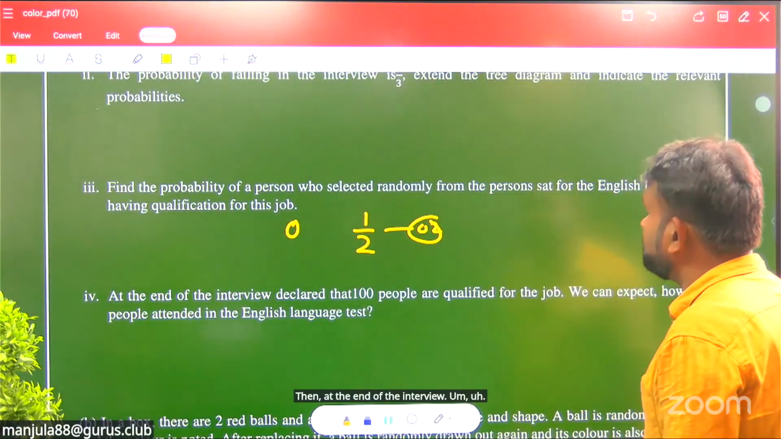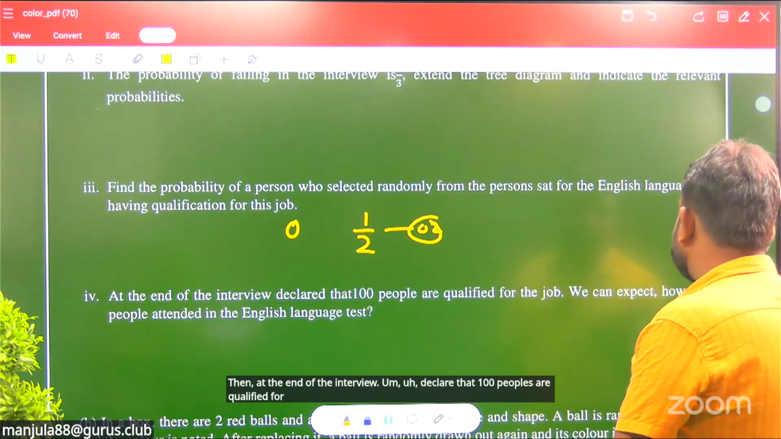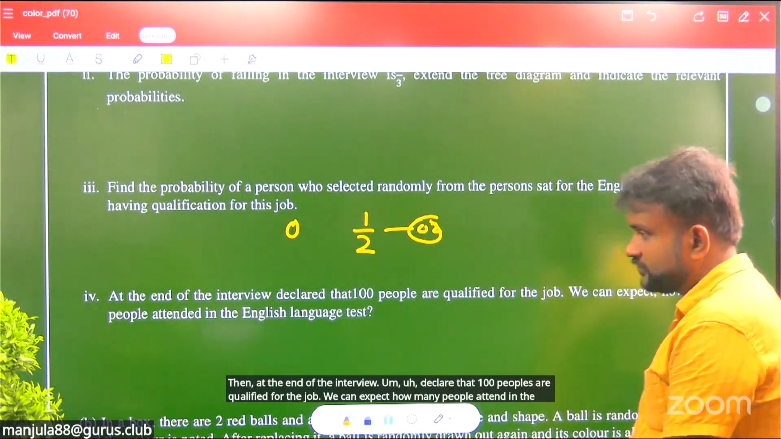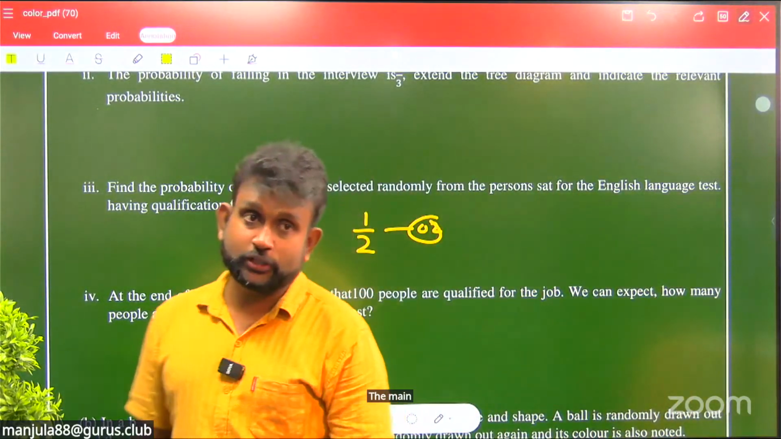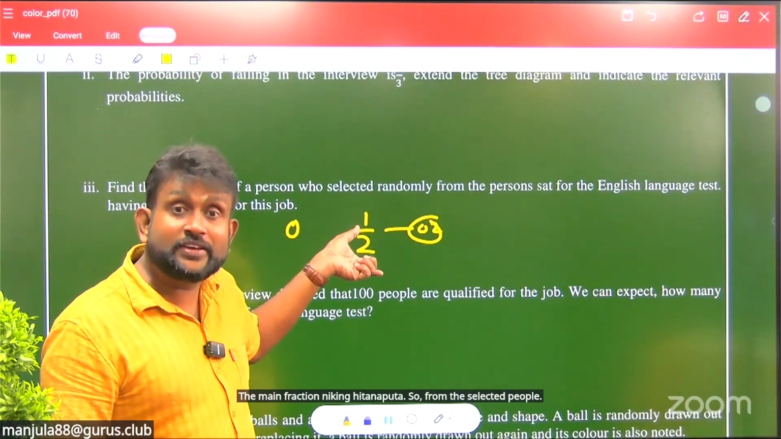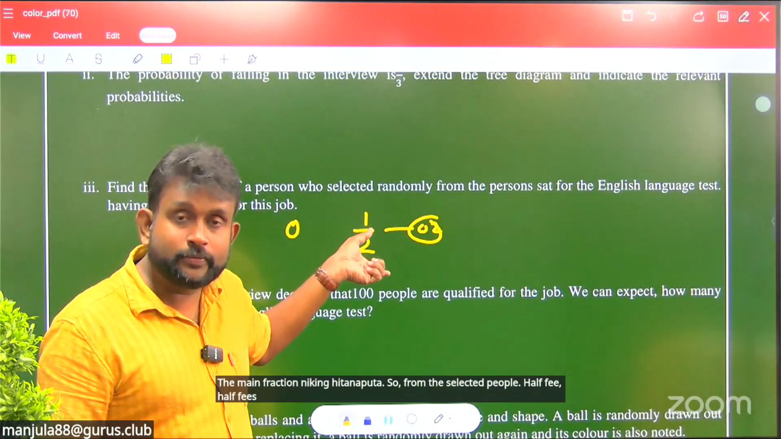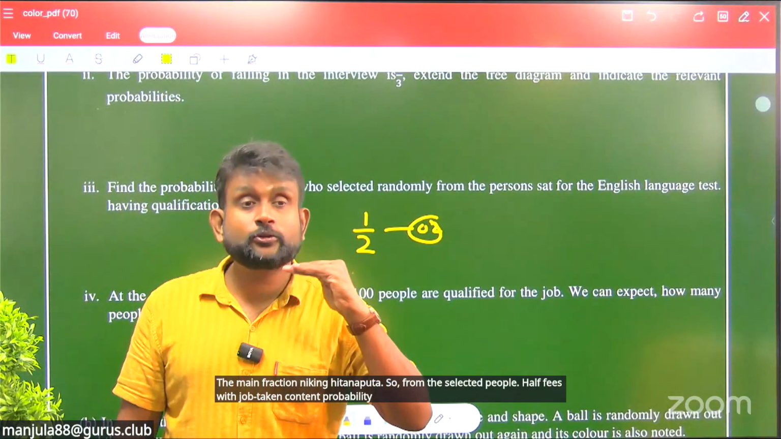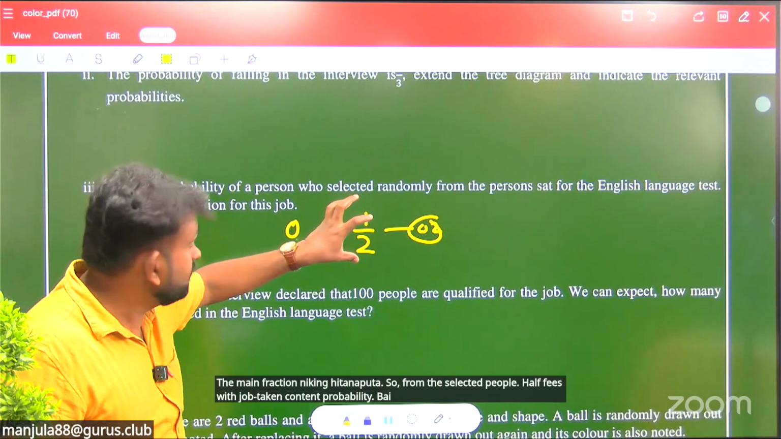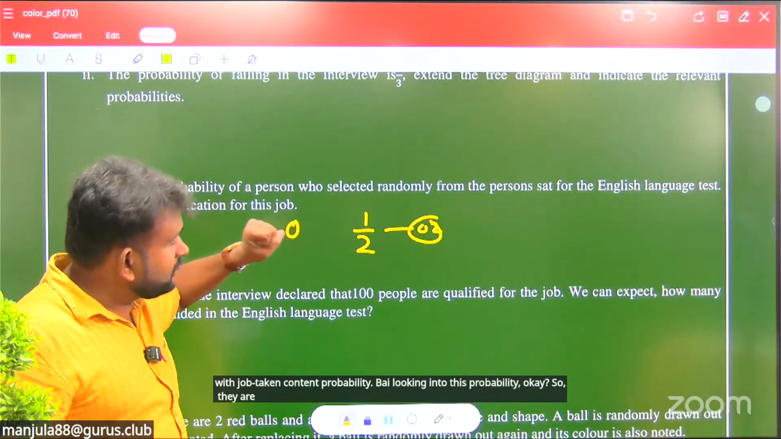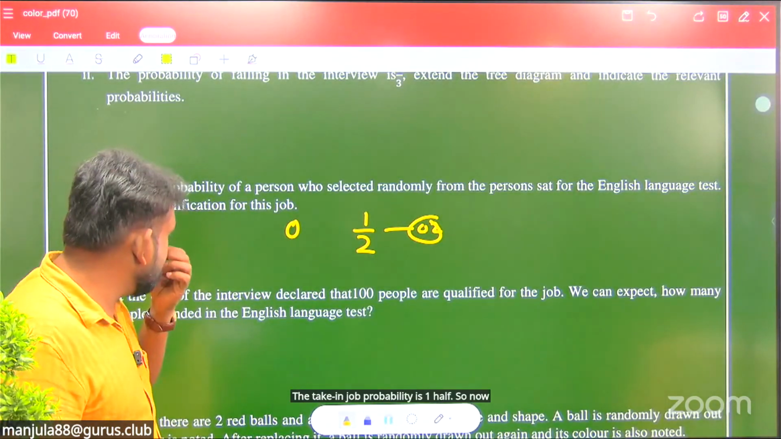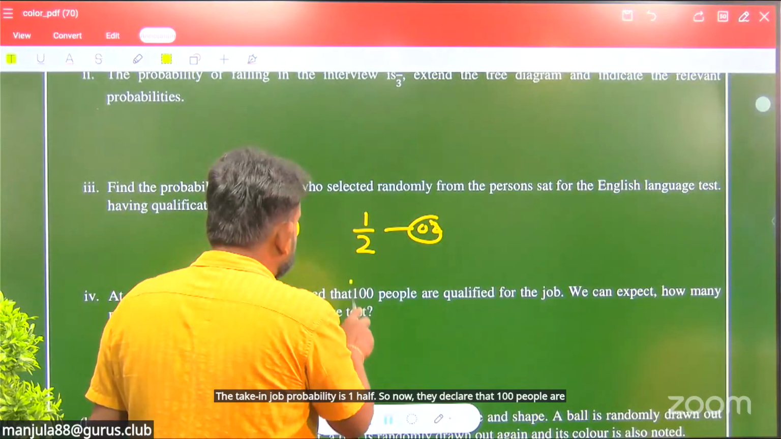Then at the end of the interview, it is declared that 100 people are qualified for the job. We can expect how many people attended the English language test. Think in terms of the fraction, son. So from the selected people, half is the job-taken probability. That means if two people come forward, only one gets the job, by looking into this probability. They are saying that the job-taking probability is 1/2. So now they declare that 100 people are qualified for the job.